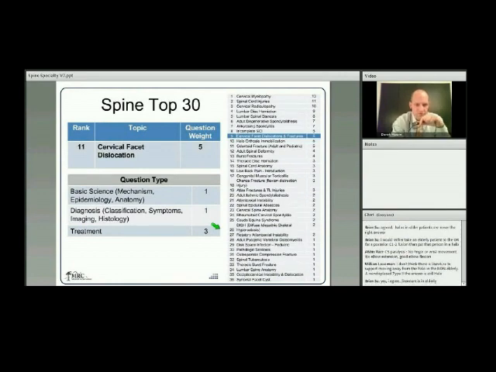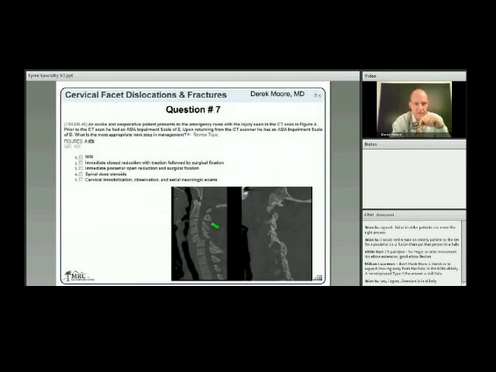So next topic, cervical facet dislocations. This has been tested in the past. They usually test about how you treat these. So the question is, awake and cooperative patient. Again, he's awake and cooperative, presents to the emergency room with the injury shown in the CT scan. Prior to the CT, the patient had an ASIA impairment scale of E.